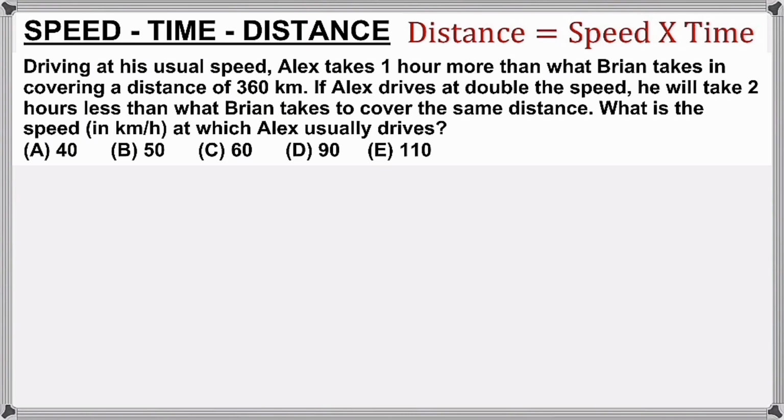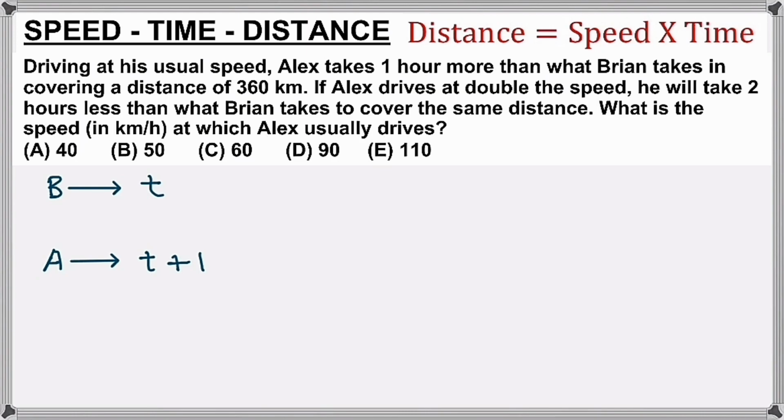If Brian takes t hours to cover 360 km, then according to the question, Alex takes t plus 1 hours in covering the same distance. But if Alex doubles his speed, he takes 2 hours less than the time taken by Brian in covering the same distance. Now, remember what we learned in the previous video. By the way, if you haven't watched that video, the link is in the description box.